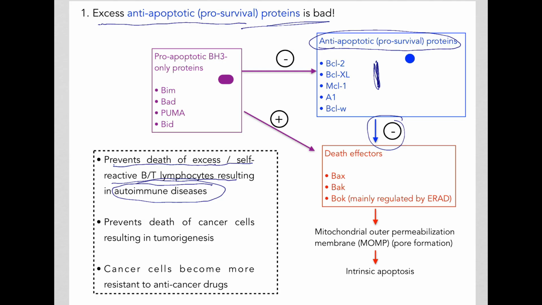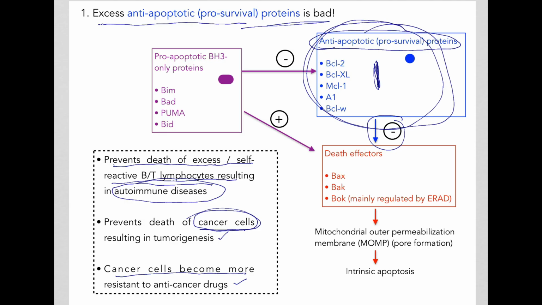That's also going to prevent the death of cancer cells. It's going to prevent apoptosis in cancer cells, so that's going to result in cancer formation. It's also going to cause cancer cells to become more resistant to anti-cancer drugs. So an excess of these proteins is bad for autoimmune diseases as well as for cancer.